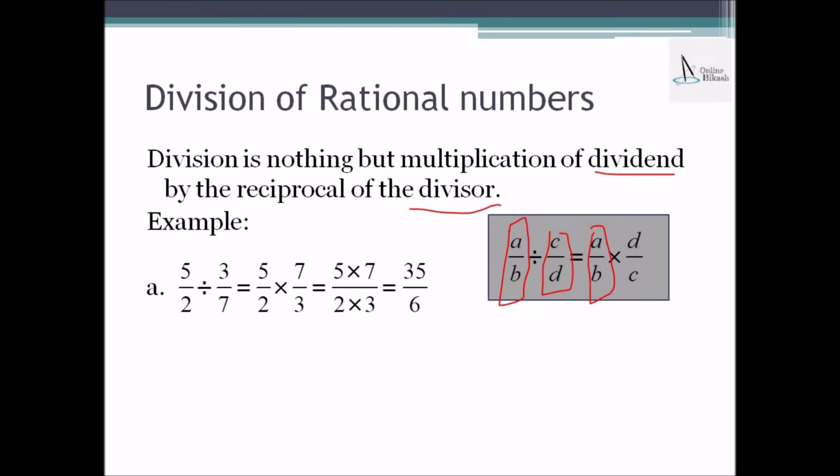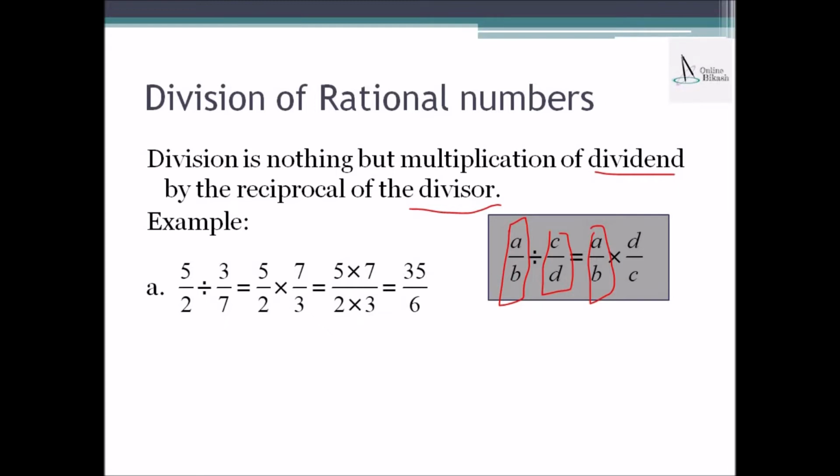The change you see here is that 3 by 7 has been changed to 7 by 3. Why? Because it has become the reciprocal, and the division sign changes to multiplication. So don't make any mistake in this case. It is very clear.